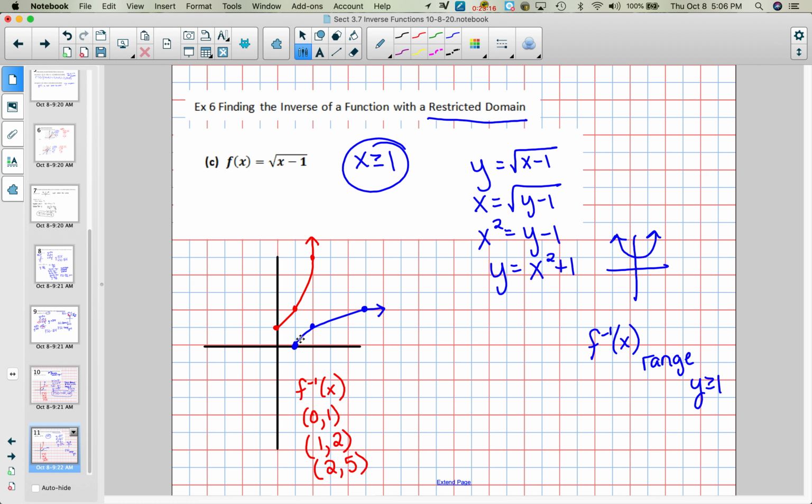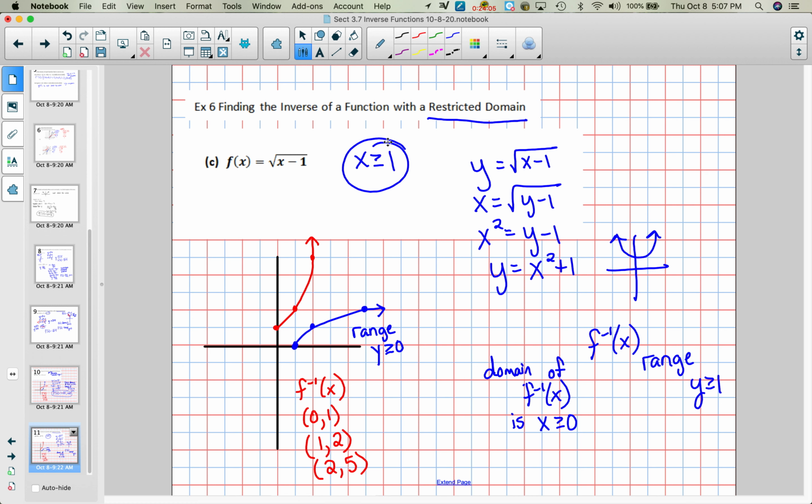So I'm going to look back here again, and I'm going to look at what I have in blue, and I'm going to ask, what's the range? So look at the range. The range is y is greater than or equal to 0. Okay, so that's the range of my function. So then the range of the function is actually the domain of the inverse, because we're swapping. So the domain of the inverse is x is greater than or equal to 0. So that's what helps me decide on this piece.